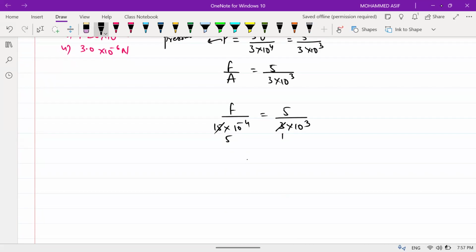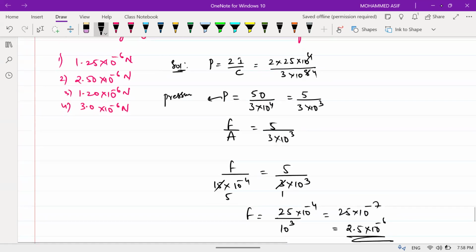So I need to calculate the force. So F value will be equal to 5 fives are 25 divided by 10 power 3. Okay, and this power is also going up. It is 10 power minus 4. So it is 25 into 10 to the power of minus 7. So this will be equal to 2.5 into 10 power minus 6. This will be the answer.